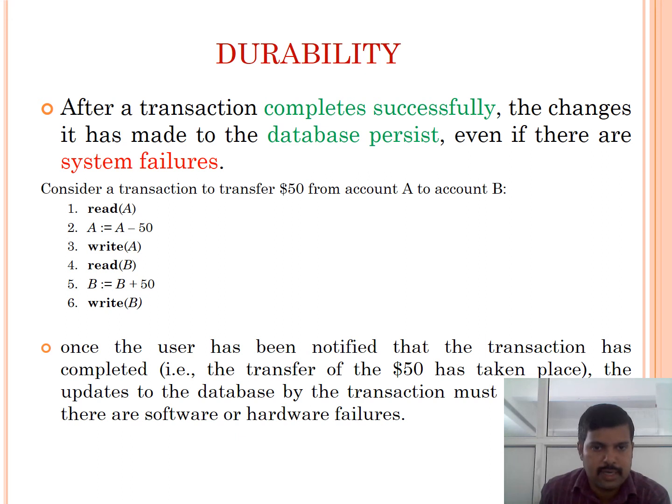Let us consider the transaction again. An amount of 50 is debited from A and credited to B. Once the user has been notified that the amount is successfully credited to B, the amount should be reflected in both A and B, and it should be saved into the database for further usage. This is all about ACID properties. A deals with atomicity, C deals with consistency, I deals with isolation, and D refers to durability.